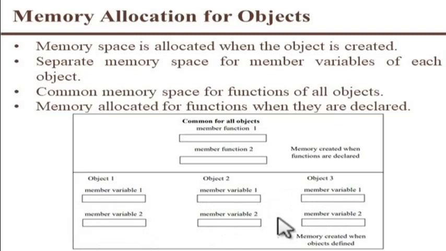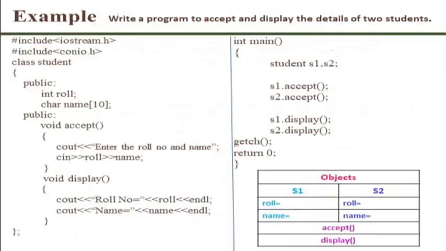Now let's see the example. The problem statement is: write a program to accept and display the details of two students. Here you have to use two functions, that is accept and display functions, and two objects for accepting the details of two students. In this program, two header files are used. First one is iostream.h for input output operation, and conio.h for the getch function.